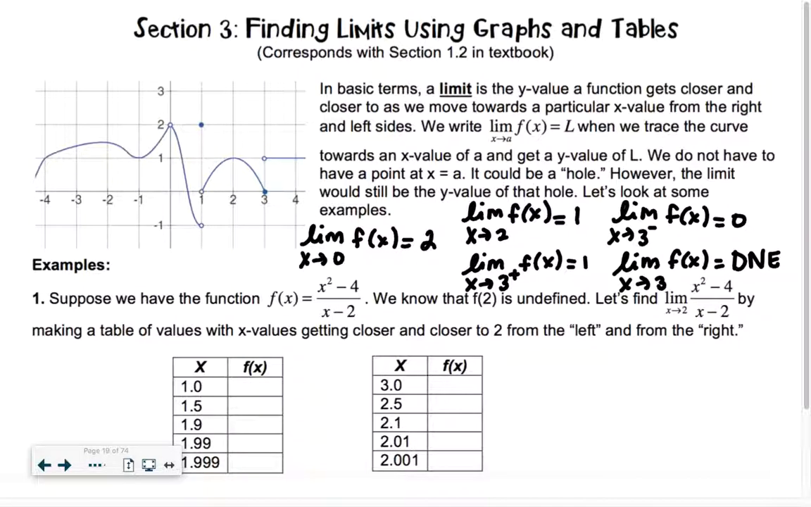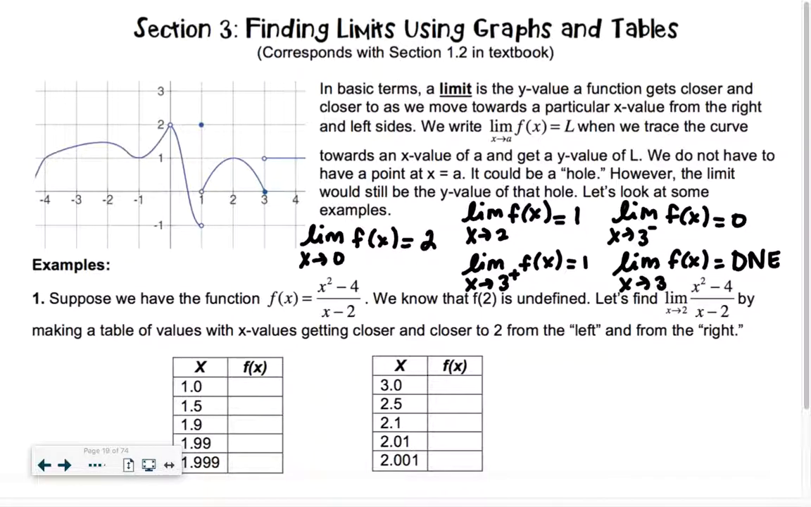So let's talk about why these things are true. Suppose we have the function f of x equals x squared minus 4 over x minus 2. Can I plug in 2 into that function? No, because I have a denominator that would be 0. So f of 2 is undefined right now.